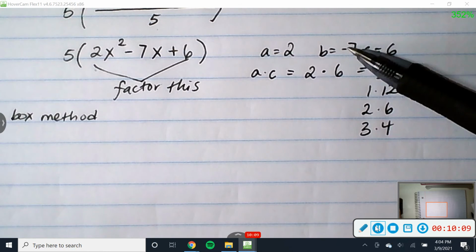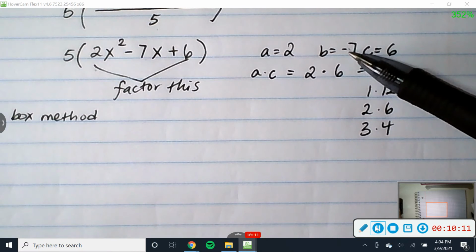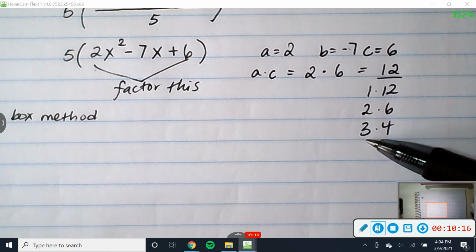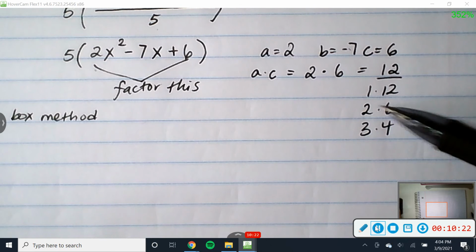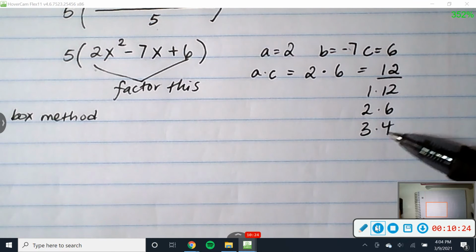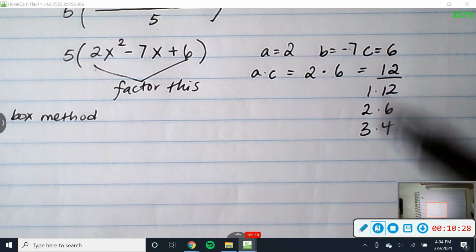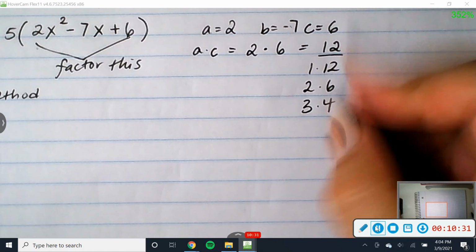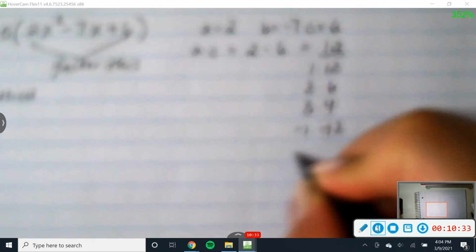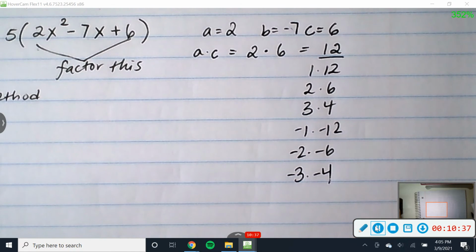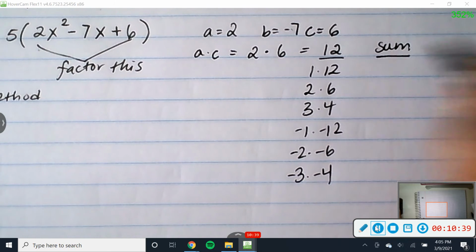Now remember, our b value was a negative number. So usually if your b value is negative and you're listing out only positive factors, you need to also go back and list your negative factors as well. Otherwise, there's no way these numbers will add up to negative 7. So I'm going to go back, list out all the negative factors as well. So in addition to this, I could have negative 1 times negative 12, negative 2 times negative 6, and negative 3 times negative 4. Now I'm going to do the sum of my factors.